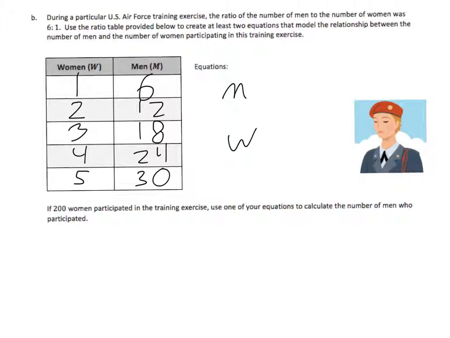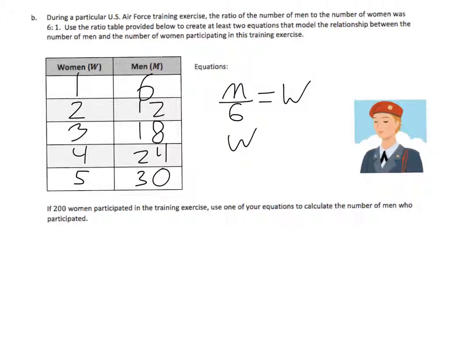So how can we turn the men number into the women, or relate the men to the women? So if I need to turn 6 into 1 or 12 into 2, how would I do that? Well, I would divide by 6. So the men divided by 6 is going to get me the women. So whatever number of men I have, if I divide it by 6, that's how many women there would be.